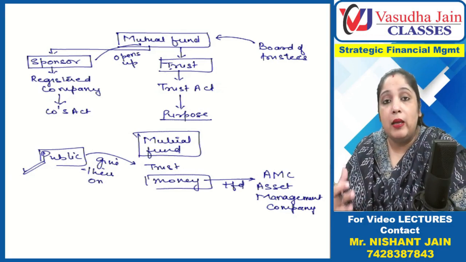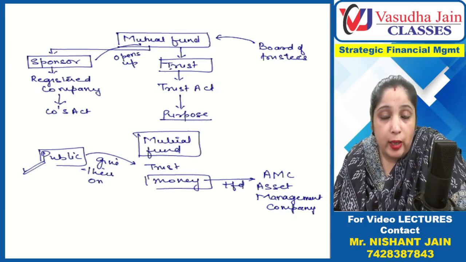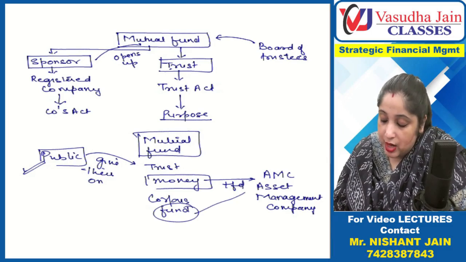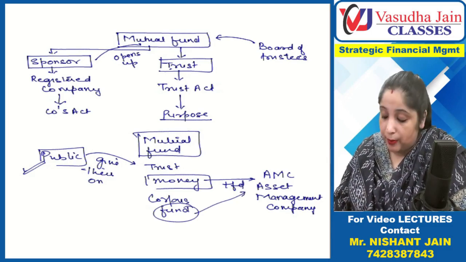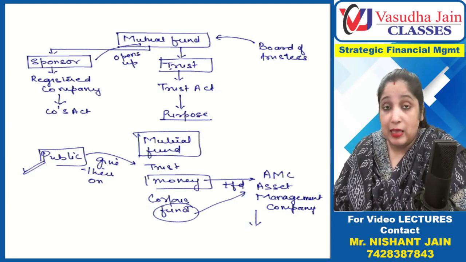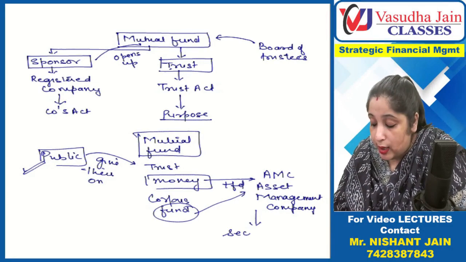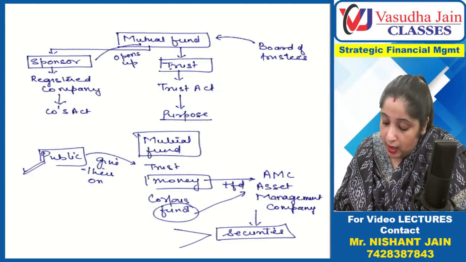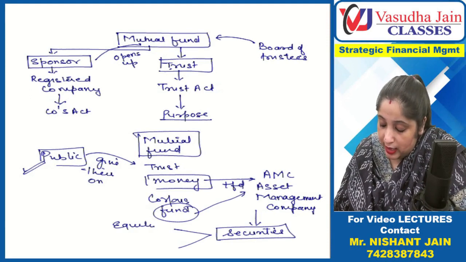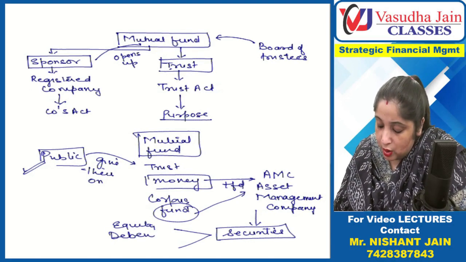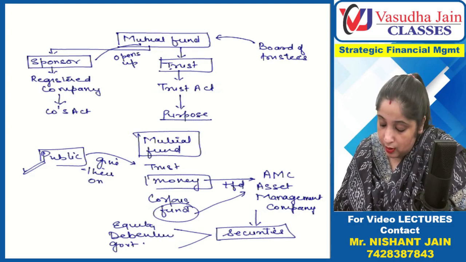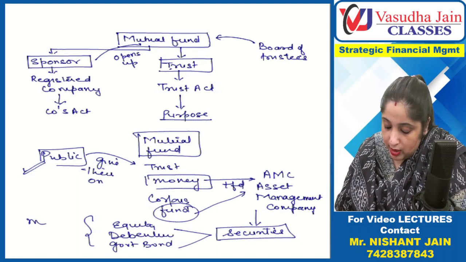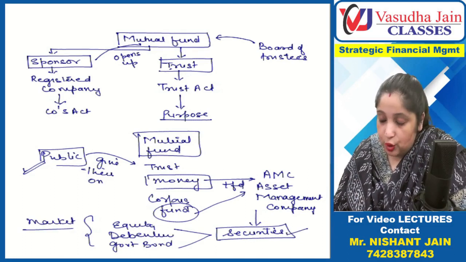Okay, and then after this whole money is pooled in, a corpus is created. A fund is created, and this fund is then transferred to AMC, Asset Management Company, which in turn invests this money in the securities. It can be invested in equity shares, it can be invested in debentures or government bonds. So this money is invested in the market as a whole, in the securities.